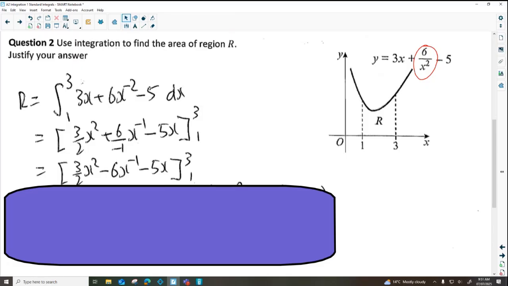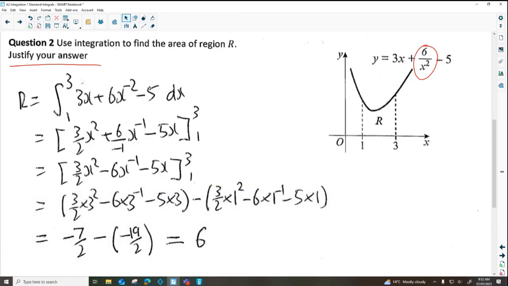The standard notation is to put this in a square bracket now with a 3 at the top and a 1 at the bottom. I'm just going to simplify that a little bit. So that is 3 over 2 x squared minus 6x to the minus 1 minus 5x. That's because 6 over minus 1 is minus 6. Then, because it says justify your answer, you must clearly show that you have substituted in x is 3. So 3 over 2 times 3 squared minus 6 times 3 to the minus 1 minus 5 times 3. All of that take away, and both of these can go into brackets: 3 over 2 times 1 squared minus 6 times 1 to the minus 1 minus 5 times 1.